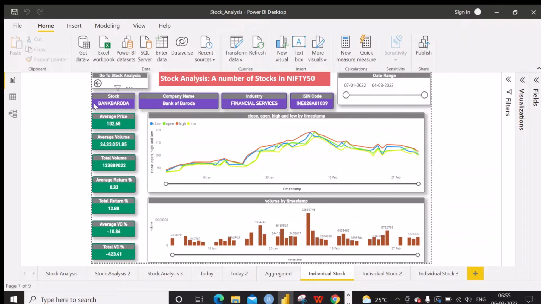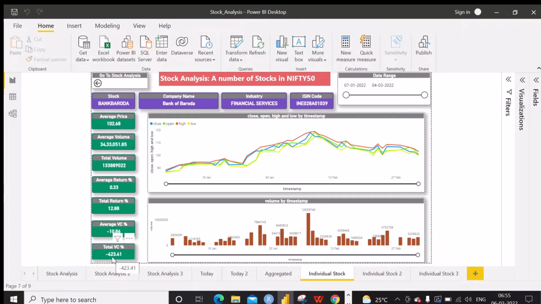Once it is selected, it shows the average price for this period of time, that is January 7th to March 3rd. What is the average closing price of this particular stock, and what is the average volume transacted per day for this stock for this period, and the total volume transacted during this period, and the average return per day for this stock, that is Bank Baroda. This is the total return for this period of time. This is the average volume change per day for this period, and this is the total volume change percentage for this period of time.